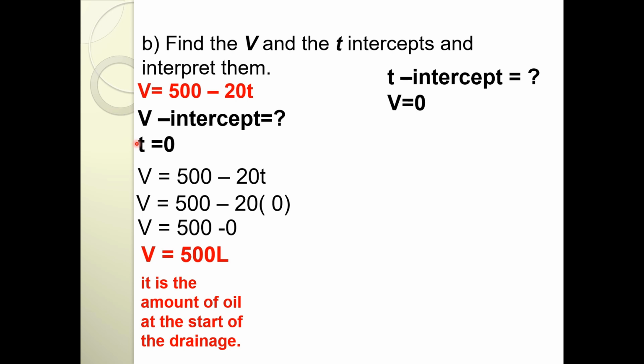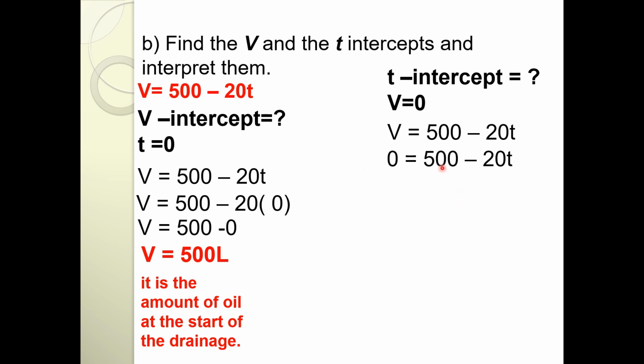Now, since we already have the value of our V-intercept, let us now find the value of our T-intercept. Babalik lang tayo sa ginawa natin dito. Since T-intercept na ang hahanapin natin, si V ngayon ang gagawin nating 0. So we will go back to our function: V is equal to 500 minus 20t. Since si V ay equal sa 0 and we are asked to solve for t, 0 is equal to 500 minus 20t.